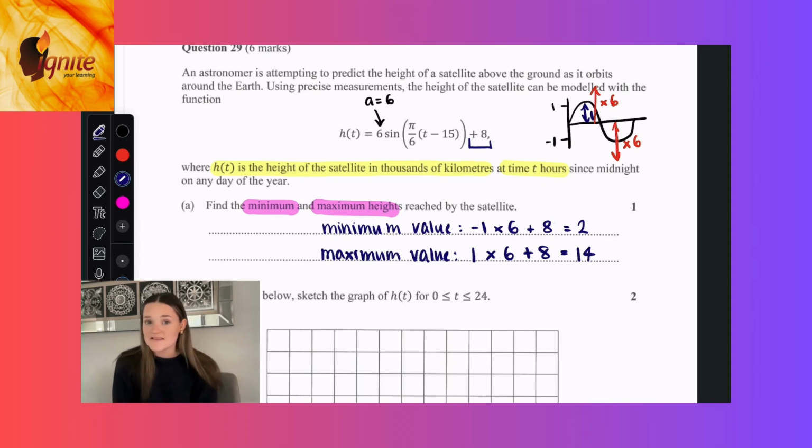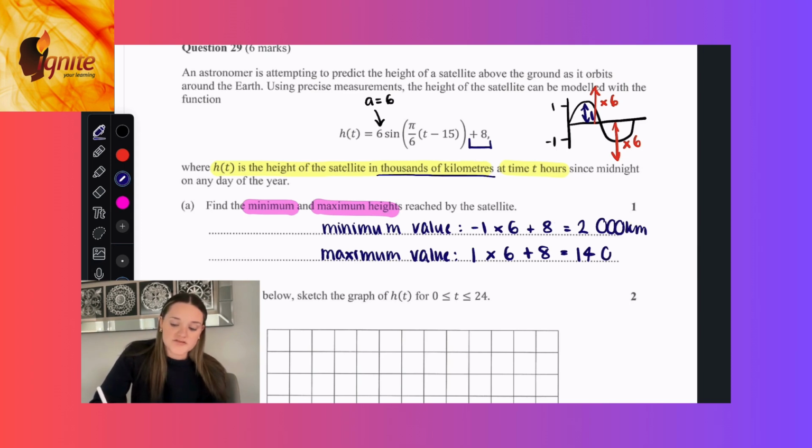Now I can't leave my answer like this, because at the moment I have my minimum value equal to 2 kilometers and my maximum value equal to 14 kilometers. This is going to be incorrect because this is measured in thousands of kilometers. So my minimum value is actually going to be 2,000 and my maximum value is going to be 14,000.